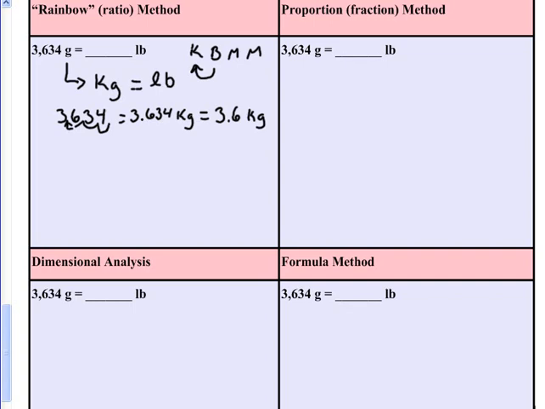We then will set up a relationship showing 3.6 kilograms to an unknown number of pounds. As we have already reviewed, we know that 1 kilogram is equivalent to 2.2 pounds. We then can multiply our means and our extremes to solve for x. We're going to multiply the 3.6 kilograms times the 2.2 pounds.